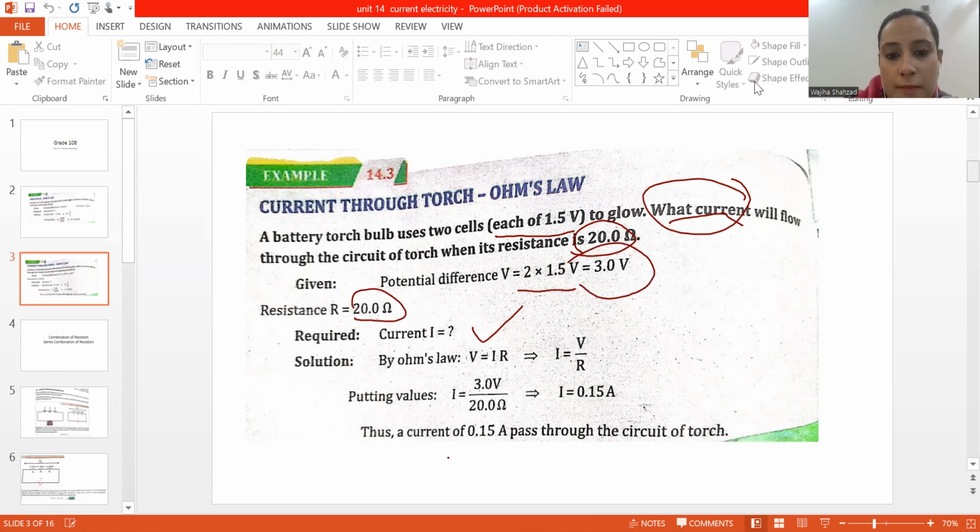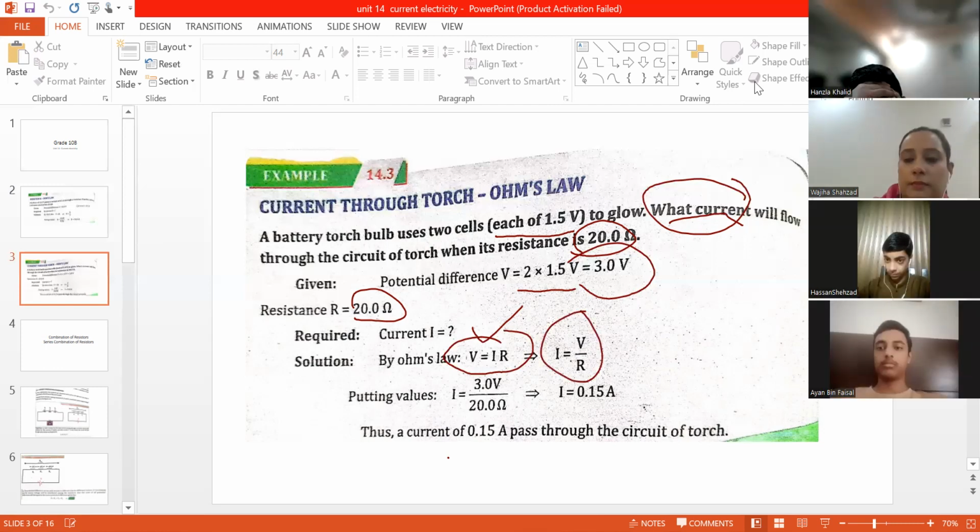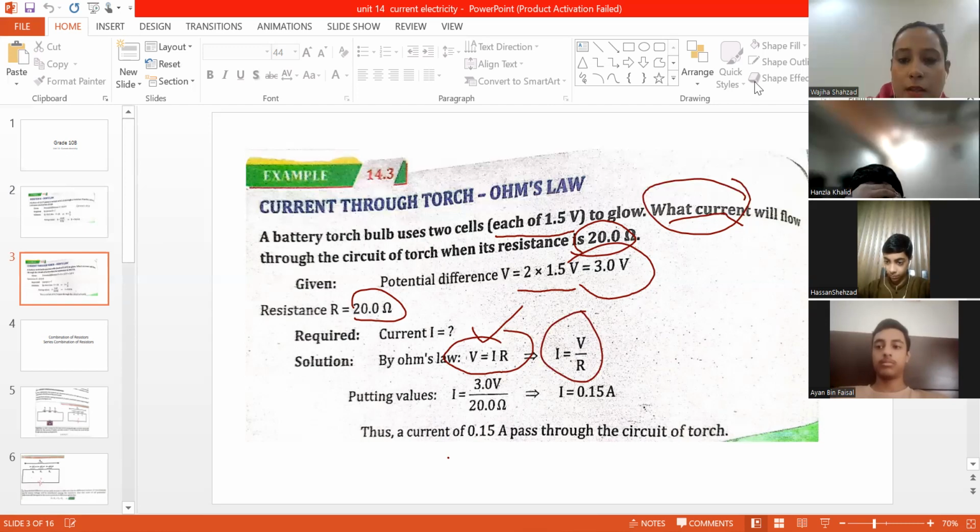Again, we will use the same law, that is Ohm's law. We know that Ohm's law is V is equal to IR. As we have to find out the value of current, I is equal to V by R, right? So put the values in this formula, we will get I is equal to 3 divided by 20. After dividing 3 by 20, we will get 0.15 amperes. This is the value of current required to glow this torch bulb.